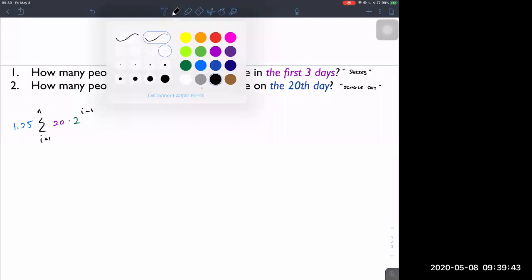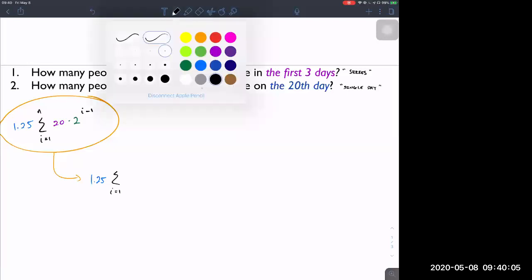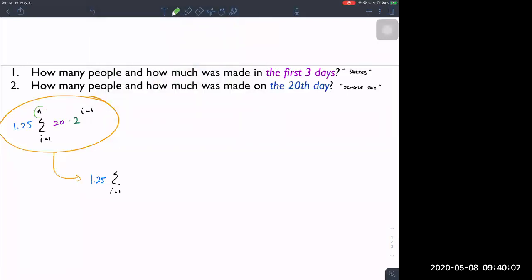Okay. So for number one, you basically are writing the same exact expression for the summation, except what's the difference? The difference is that since it's asking for the first 3 days, I'll use a different color here. You're setting this n to be 3 here. And the rest is the same.